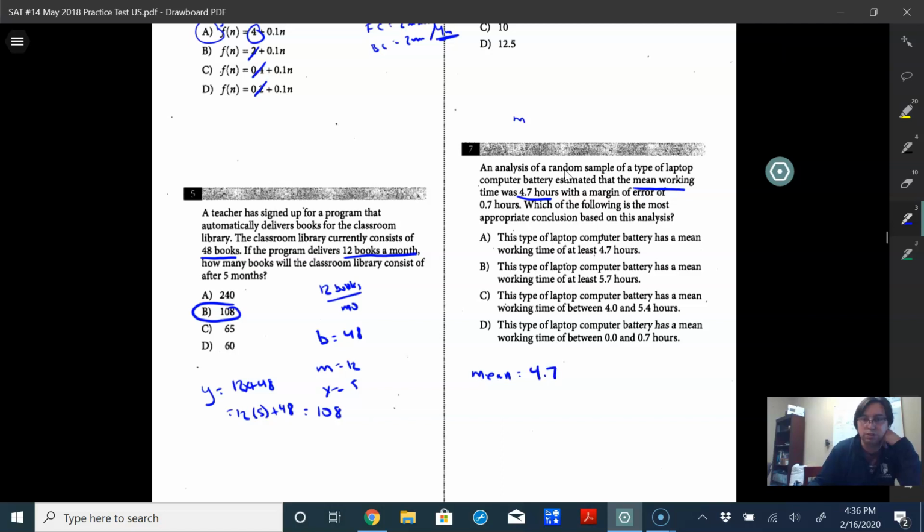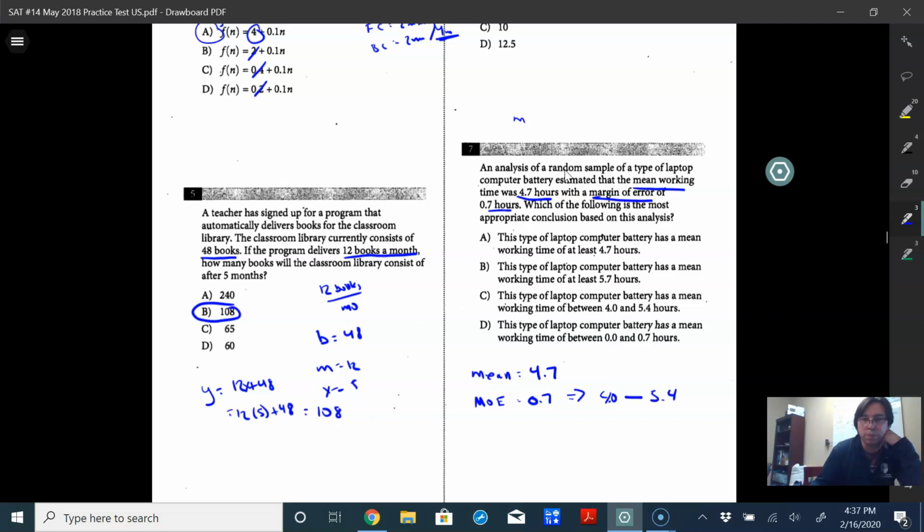And the margin of error, so the MOE, is 0.7 hours. We see that here. And remember, margin of error just means it's given us a range of sorts of where things are likely to fall in. So we know the range of this has to be between 4.0 and 5.4.